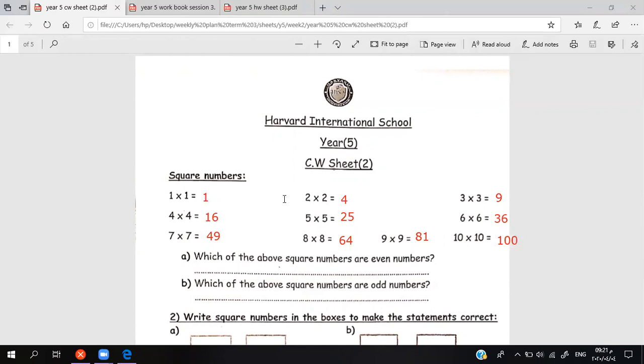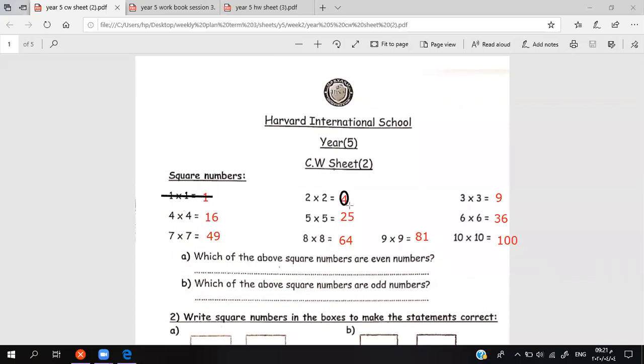Okay. Now, these answers are called square numbers. 1 times 1 is not a square number. Okay. So it's just like crescent. Okay. Now, 4 and 9. Okay, let me show you.